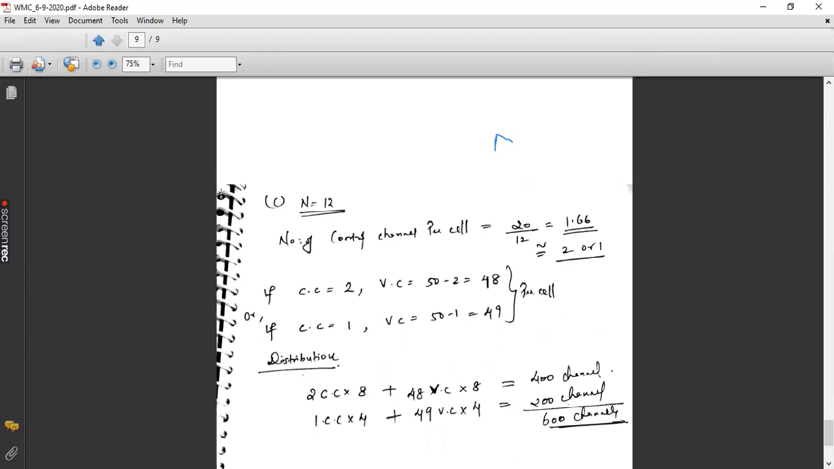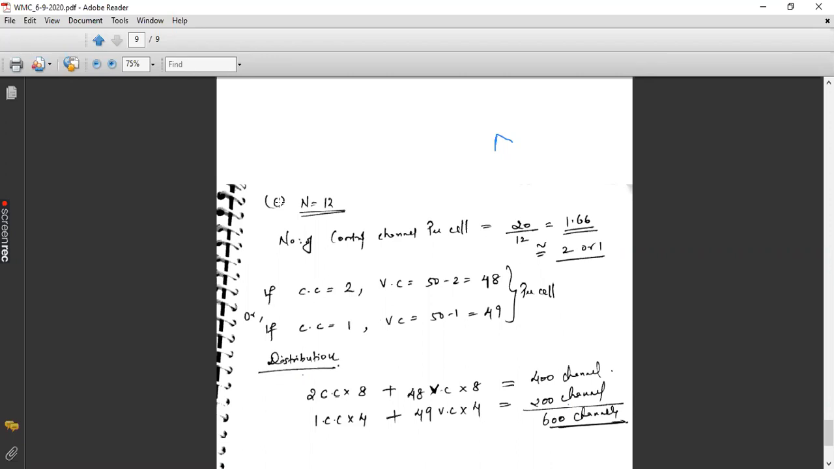each cell. So how many cells are there in one cluster? We have 12 cells in one cluster. Please keep in mind that if you take one cell, you should have both control channel and voice channel with you. You are not going to allocate full control channels to that particular cell or full voice channels to that cell alone. You are going to distribute both control channel and voice channel among all cells available in the system.